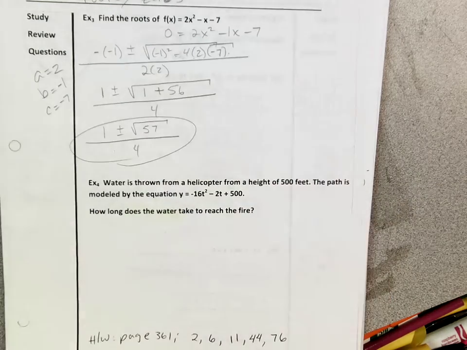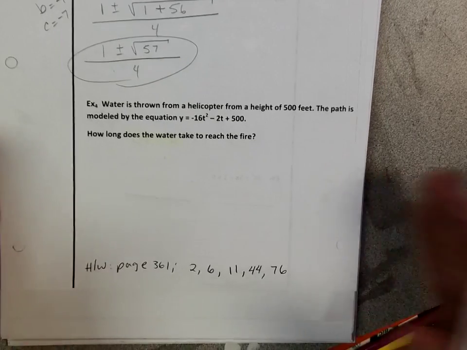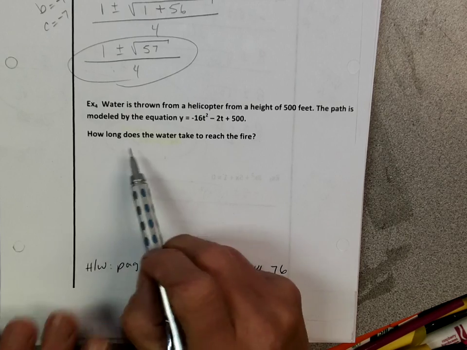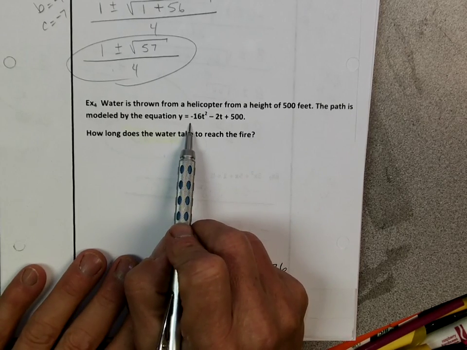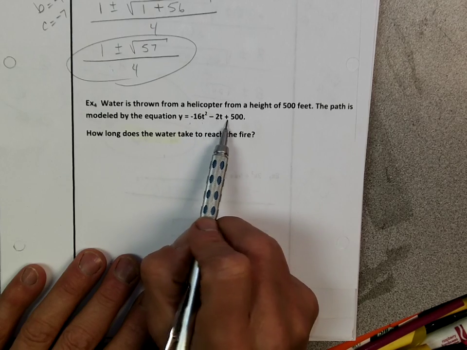Okay, now finally, last one. Water's thrown from a helicopter from a height of 500 feet. The path modeled by the equation is y equals h of t equals -16t squared minus 2t plus 500.